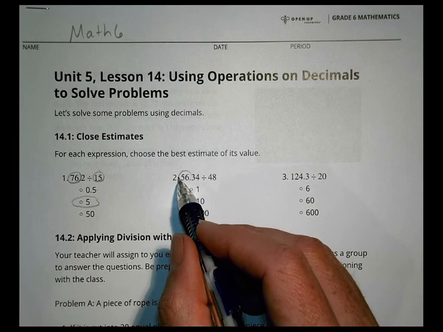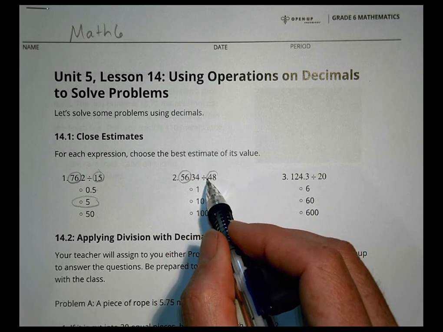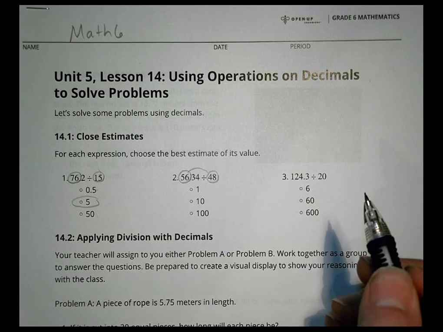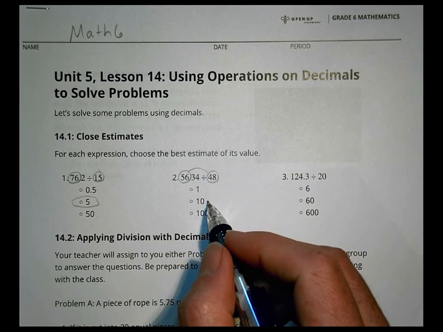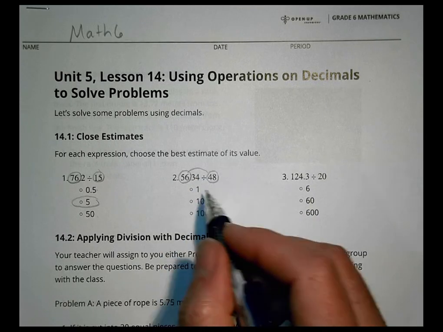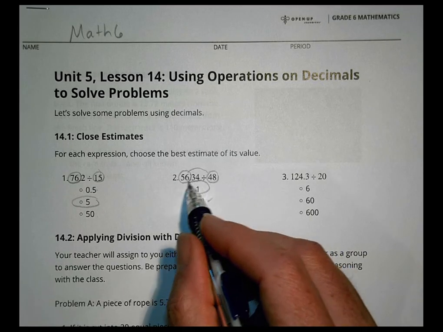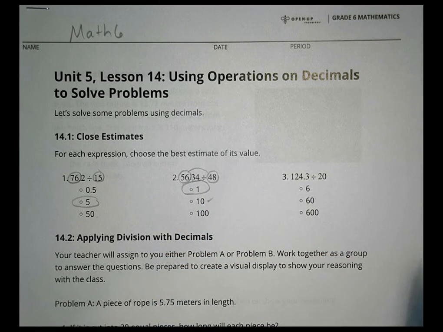With these numbers here, you have about 56 divided by 48. Those numbers are fairly close together. So chances are there's not a whole 10 48s inside of there. There's probably more like 1 is the best answer. 100 is just crazy talk.